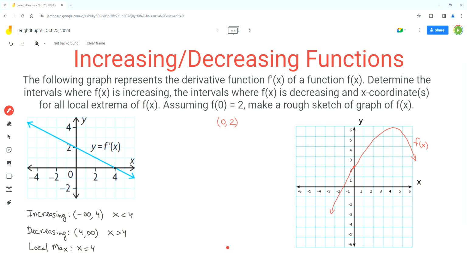So this should be the final answer for this problem. These are the steps you have to keep in mind to solve a problem like this one. You have to be very careful in analyzing the given graph for f'(x) to identify the increasing interval, the decreasing interval, the local extrema, and then use all of that information to graph the function.